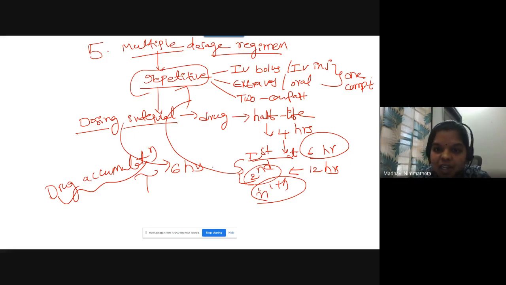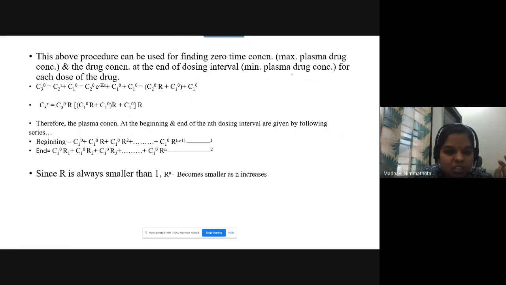In the last class, I discussed only these IV injections, either a bolus dose or an infusion dose. So I discussed only regarding IV. So this is all we know: what is the beginning dose and what is the ending dose, and how we can calculate this beginning and ending. This slide is a continuation from the last class.